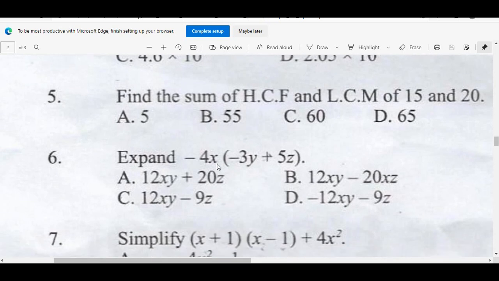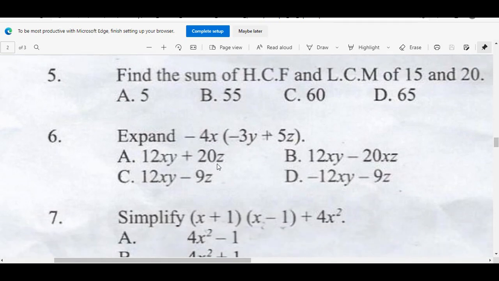Number six, write the question. Write the question, number six. Number six, write the question. One minute. Solve.